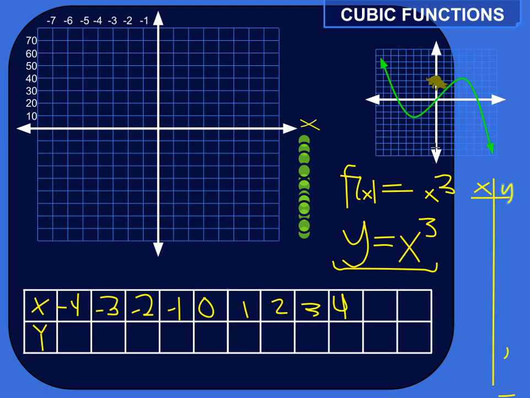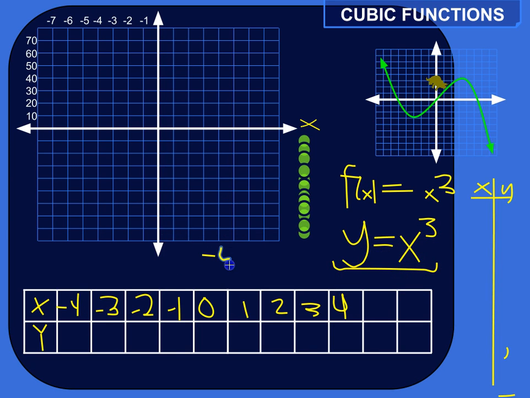When you're doing lines, you can plot 2 points, connect them, and you're done. With a cubic function, you want to put a few points in there so you get a good sense of the way it's going to look. So I'm going to plug these in, and give yourself some negative values, and get 0 in there. So let's plug these in. Let's start with -4. Plug in -4 for x.